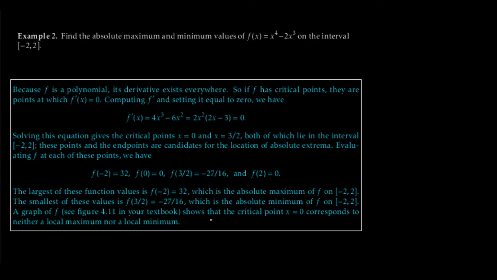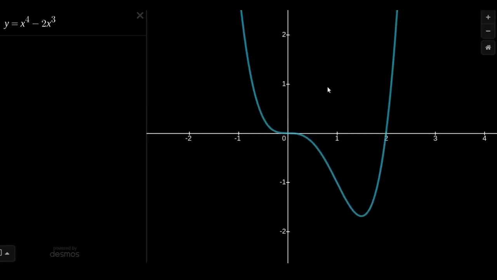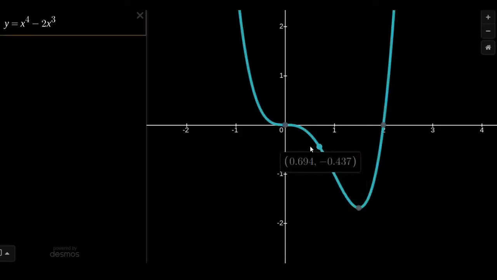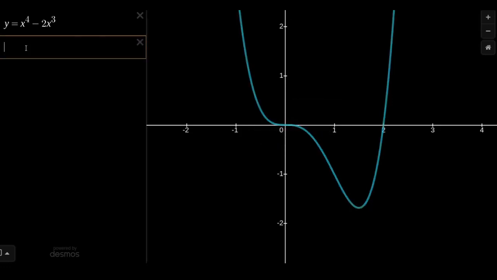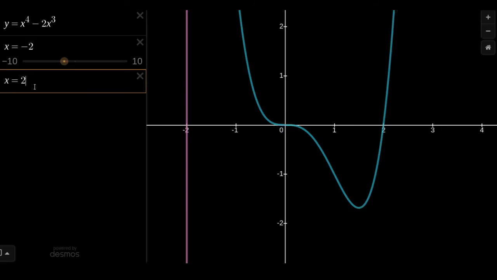In fact, if you want, we can check that out pretty quick here. Here you have exactly the function we were looking at in the last example, x to the fourth minus 2x to the third. Notice you do have a minimum right down here, and at 0 you have neither a maximum nor a minimum. Let's plot some vertical lines to see exactly what's going on: x equals minus 2 and x equals 2.